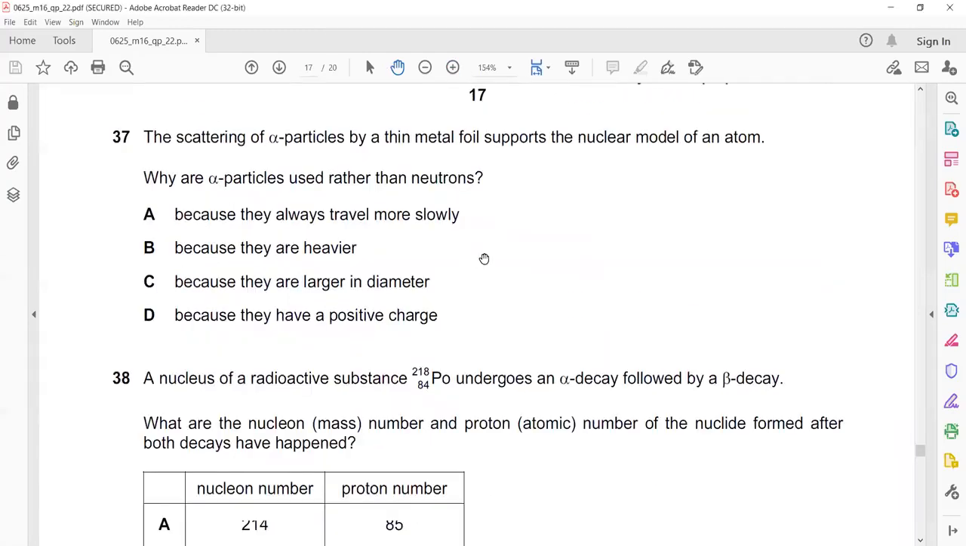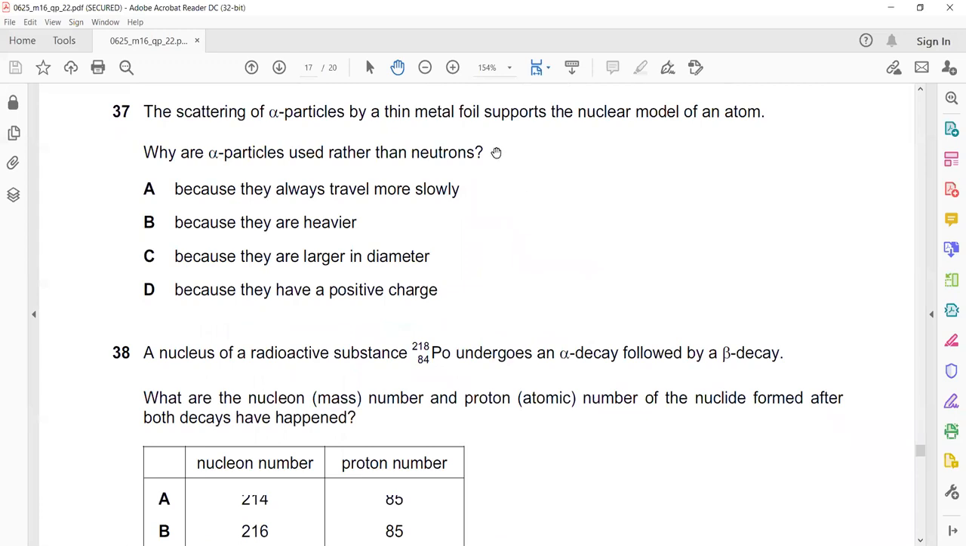Question 37. The scattering of alpha particles by a thin metal foil supports the nuclear model of an atom. Why are alpha particles used rather than neutrons? What is the reason why Rutherford basically used alpha particles?